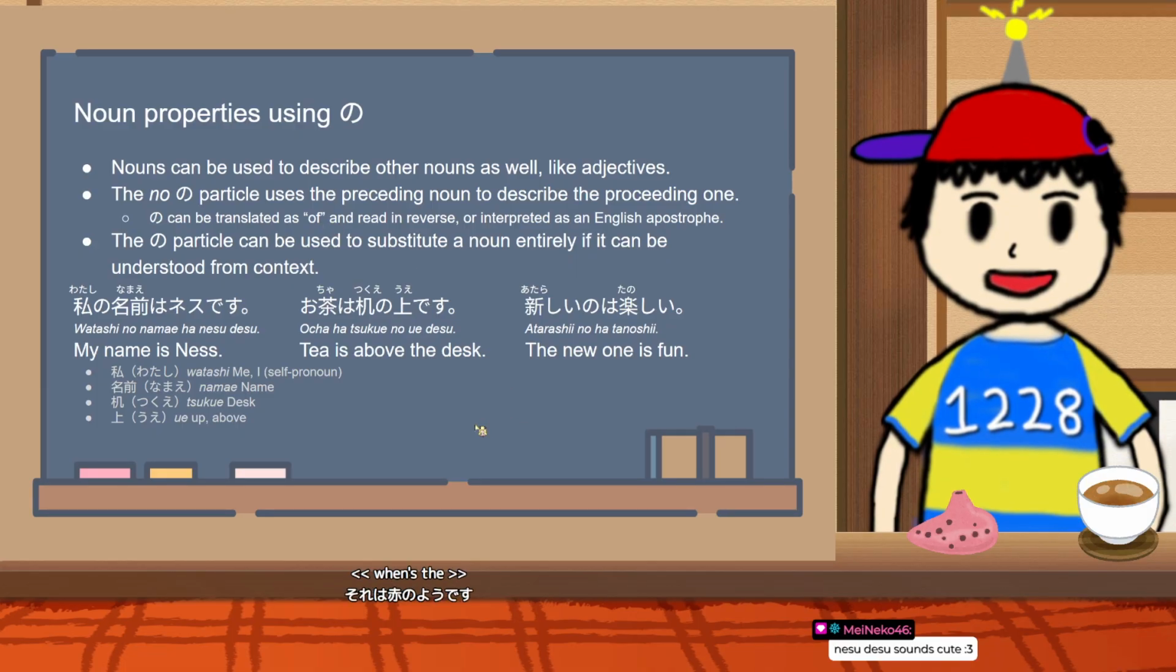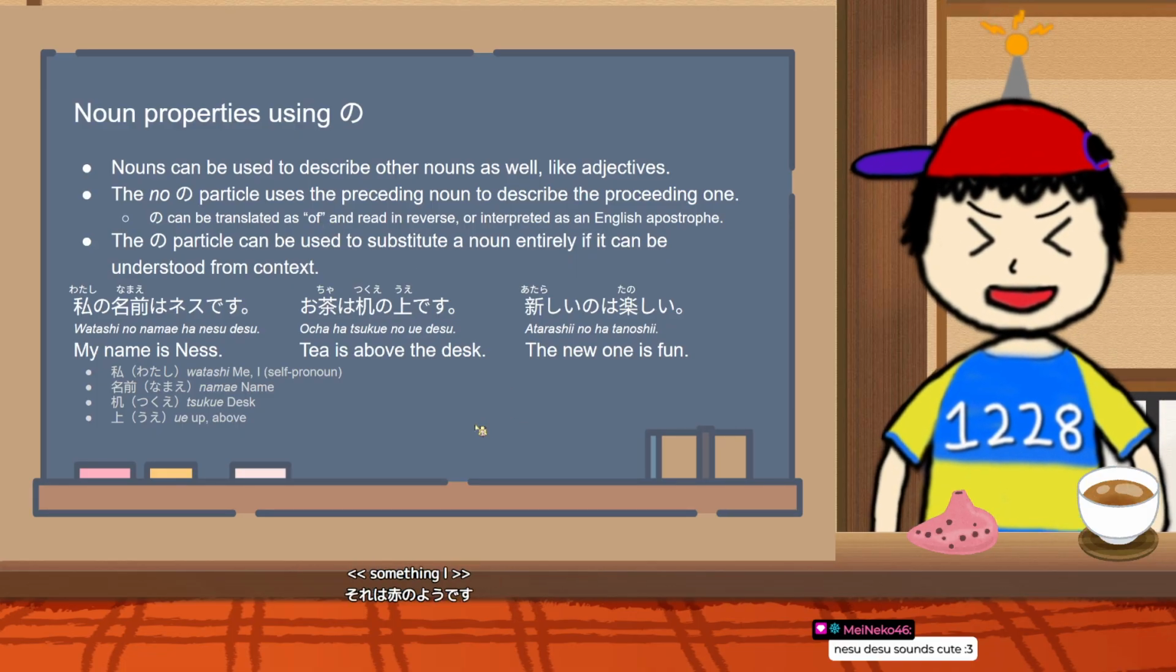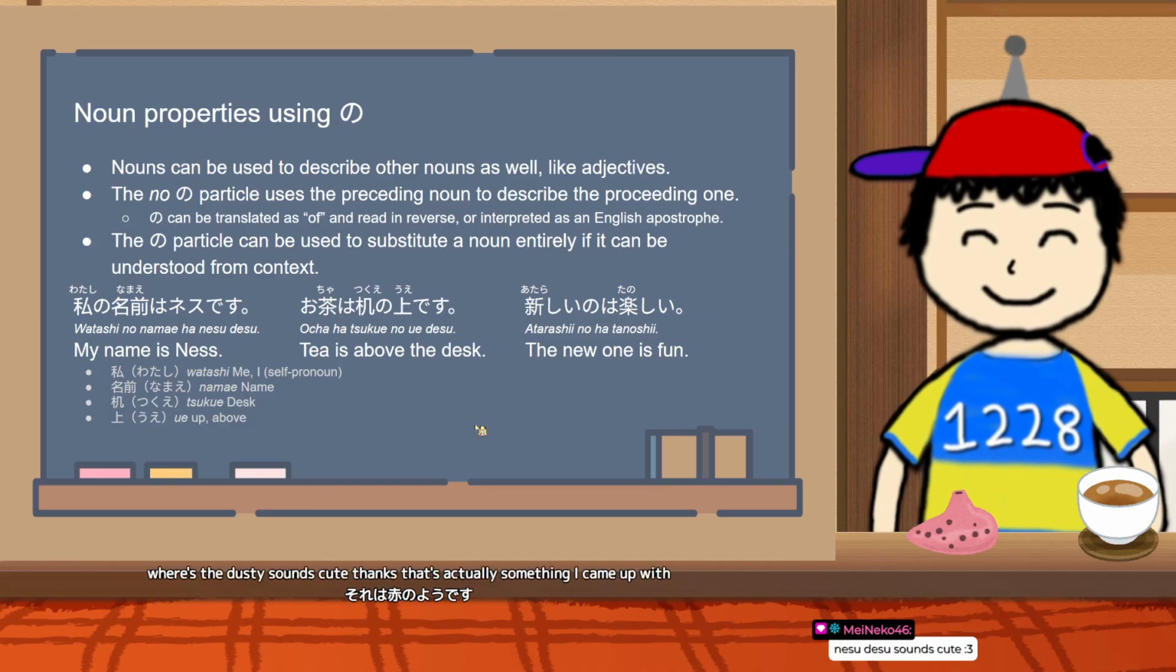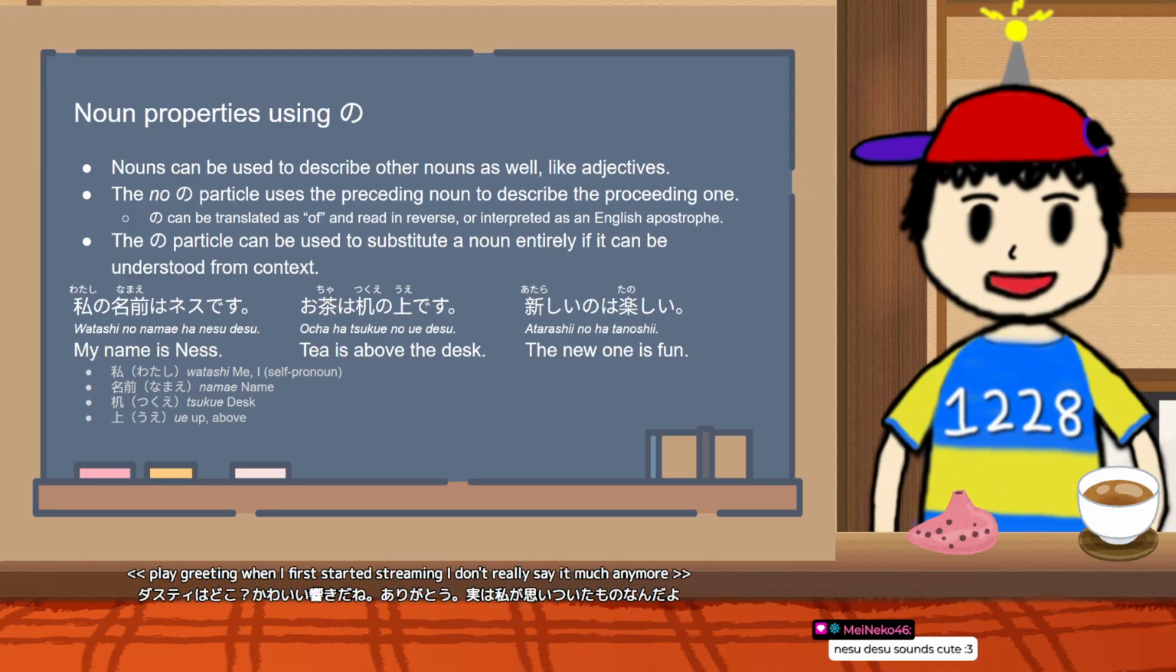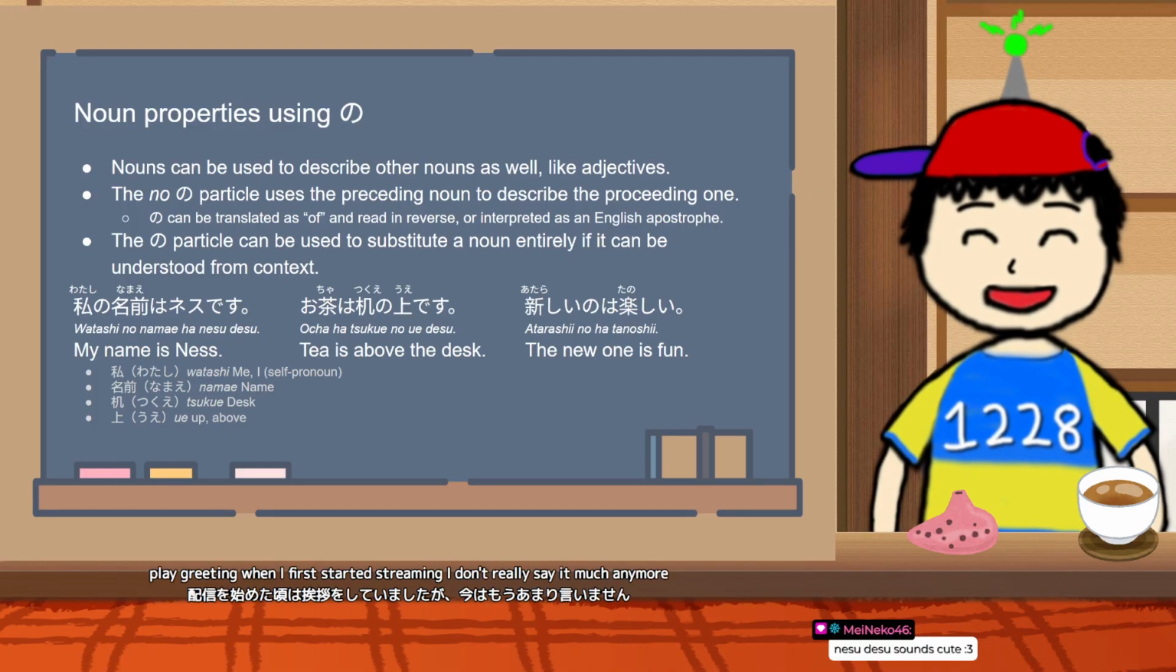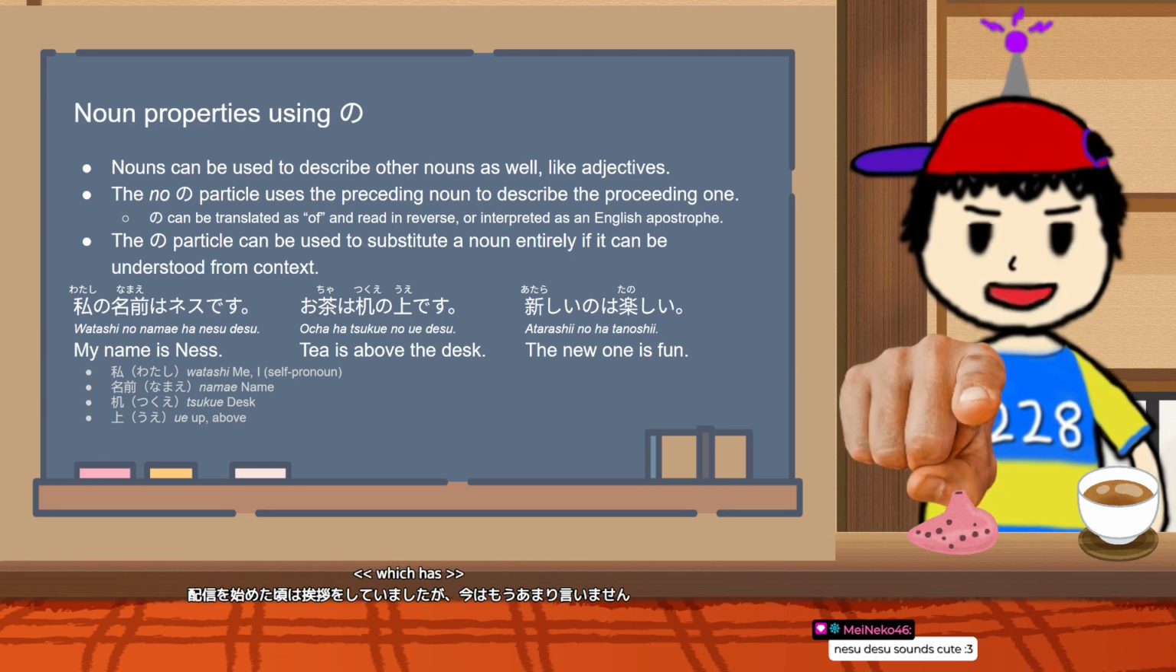Nesu desu sounds cute. Thanks, that's actually something I came up with as my greeting when I first started streaming. I don't really say it much anymore. Konbanwa boku wa nesu desu. I say that whenever I get raided by a Japanese streamer, which has happened 3 times.